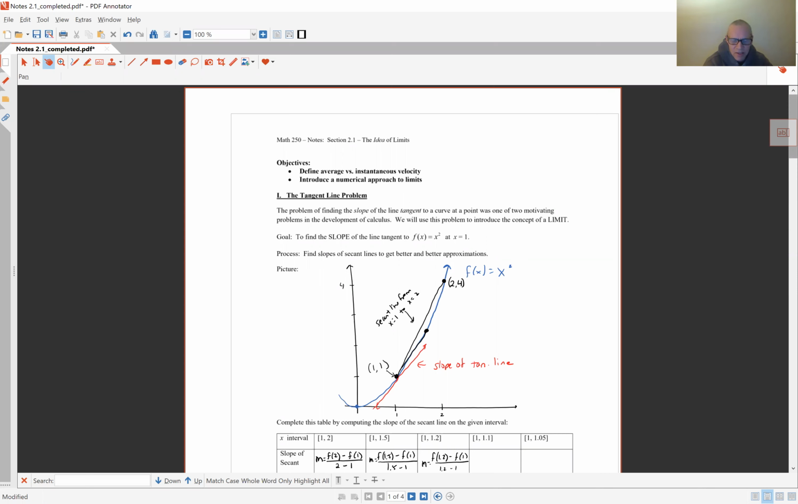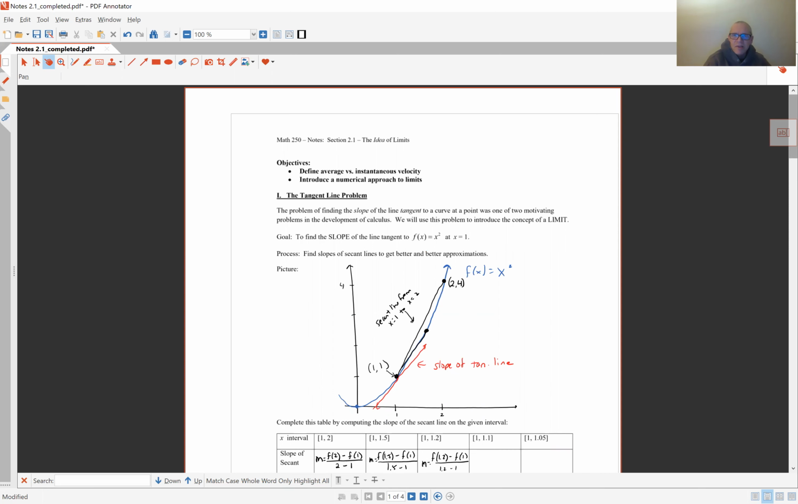Let's look at this example, created by my colleague, Karen Cleff, who's the chair of the department. Let's say the function is f of x equals x squared. We know at x equal to 1, y is equal to 1. What's the slope of the straight line that touches f of x equals x squared only at the point (1, 1)?